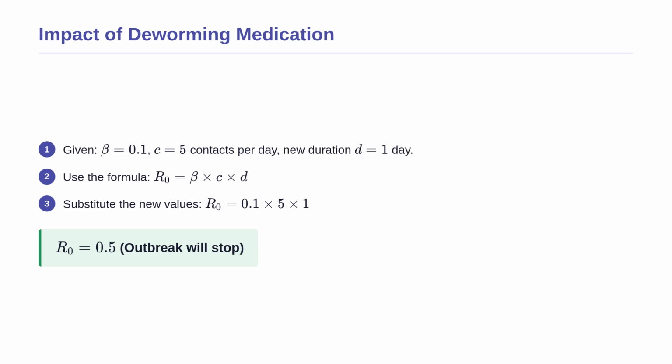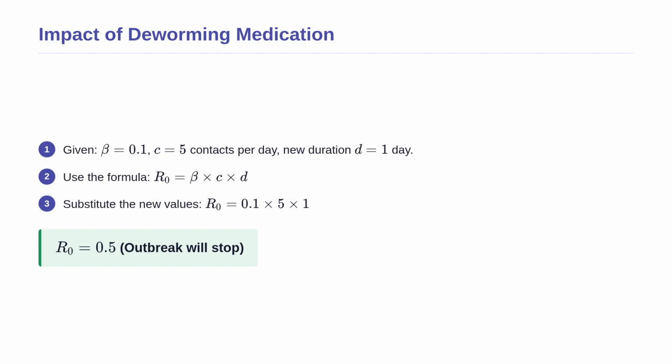Following up on that alarming result, let us see what happens when a local clinic intervenes with a fast-acting deworming medication. The transmission probability and contact rate remain exactly the same, 0.1 and 5. However, the medication reduces the duration of infectiousness to just 1 day. We want to know if this intervention will stop the outbreak.